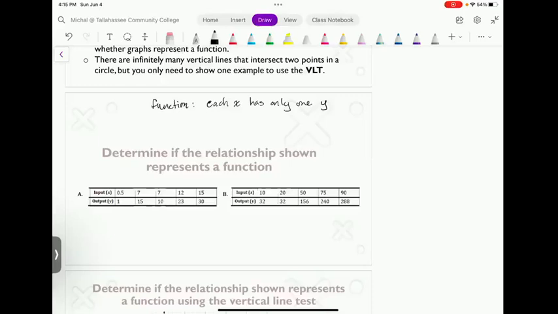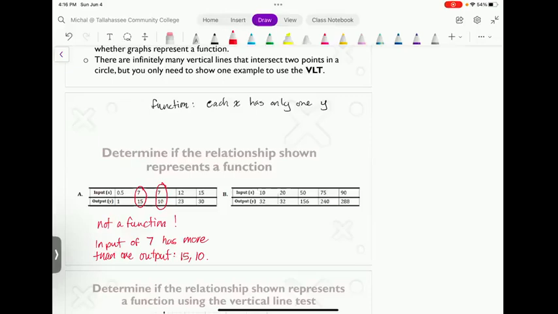That's not the case. But if you look at the input of 7, in this second column, I have an output of 15. And then in the third column, I have another input of 7, but this input of 7 has a different output. It has an output of 10. Therefore, this table is not a function. And the reason is the input of 7 has more than one output. It could be either 15 or it could be 10.